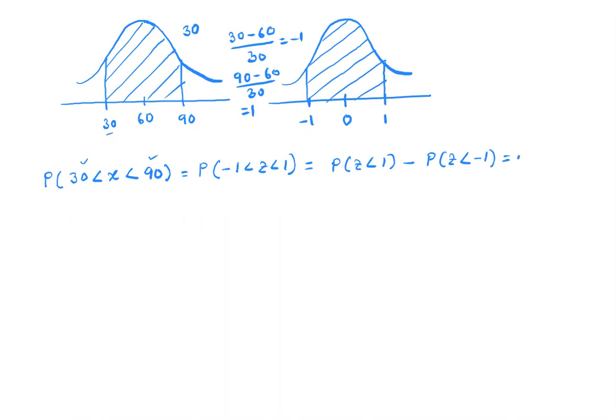And that is going to be 0.8413 minus 0.1587. Sorry, I first said 0.8713, but it is 0.8413. So if you subtract this, it should be 68 point something, 0.6826 or something.